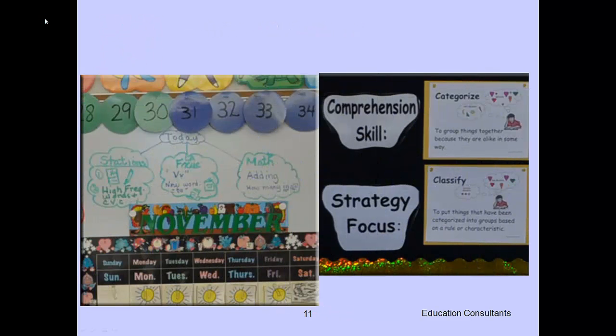On the left is a kindergarten classroom. You can see that this teacher uses visual cues or symbols to communicate the learning objective to students. On the right is a first grade classroom that uses a Houghton Mifflin focus wall to communicate the learning objective. You can see under the comprehension skill that the objective is to group things together because they are alike. This learning objective, as you can see, begins with a Bloom taxonomy verb, to group.